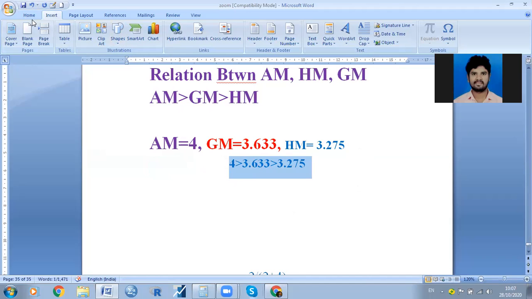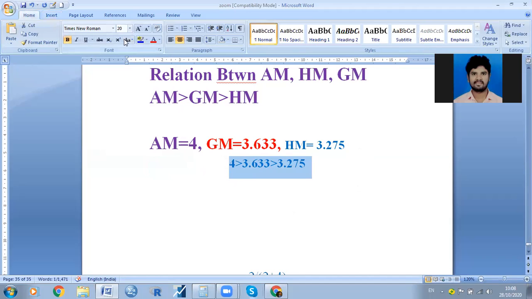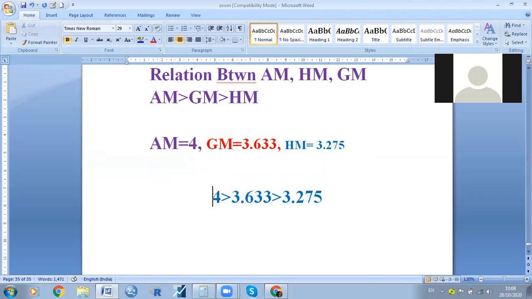Is it clear now? Is it visible? Hello, dear students. Yes, sir. So here we need to find out the relation between these 3. When you calculate the average, you will get like this. Generally, the arithmetic mean value is greater than the geometric mean value, which is greater than the harmonic mean. Is it clear?